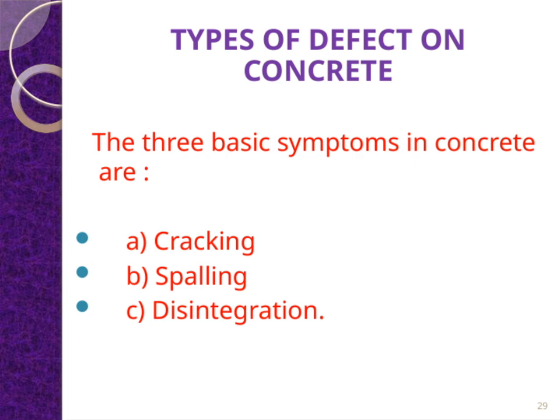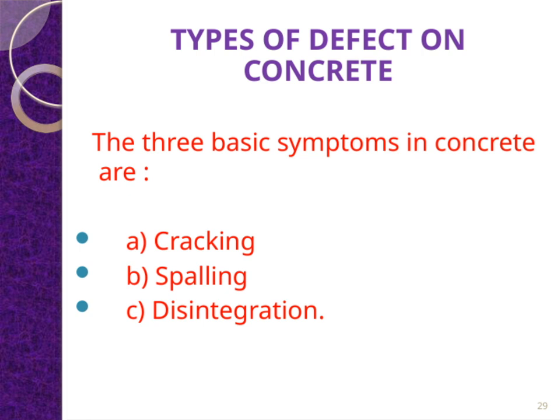First, we have cracking, which is quite common and can occur for various reasons like shrinkage, temperature changes, or structural stress. It's important to observe the type and pattern of cracks because they can tell us a lot about the underlying problem. Next is spalling, which involves the surface of the concrete breaking or flaking off.